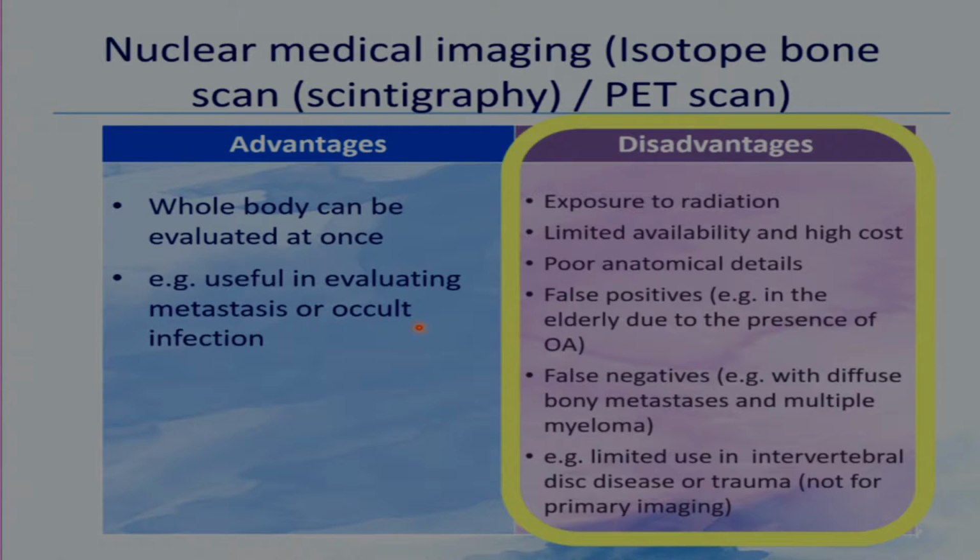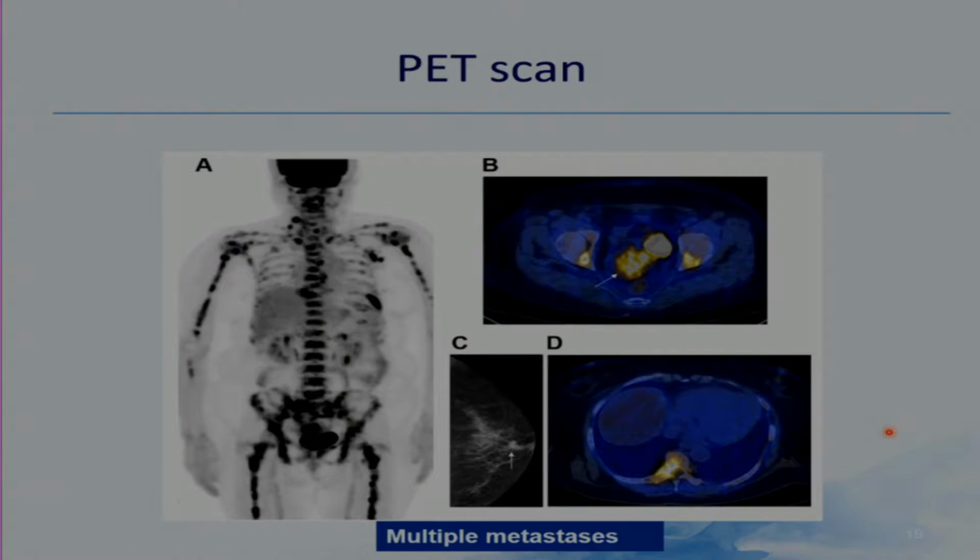There are false positives, for example, in elderly due to the presence of OA. And there are false negatives, for example, with diffuse bone mets and multiple myeloma. So its use in intervertebral disc or trauma is very limited, and certainly not for primary imaging. So this is a bone scan showing multiple vertebral mets, and this is a PET scan showing multiple mets.